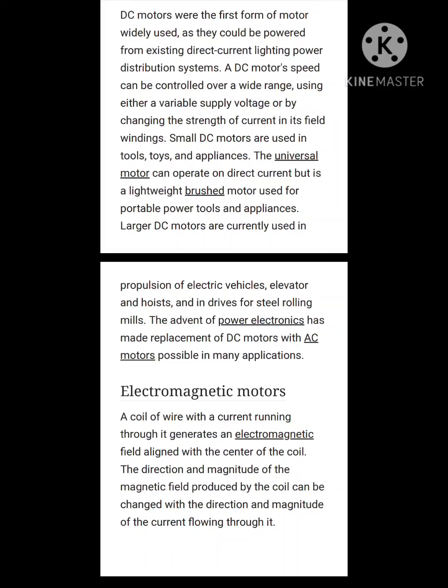Magnetic motors. A coil of wire with a current running through it generates an electromagnetic field aligned with the center of the coil. The direction and magnitude of the magnetic field produced by the coil can be changed by changing the direction and magnitude of the current flowing through it.